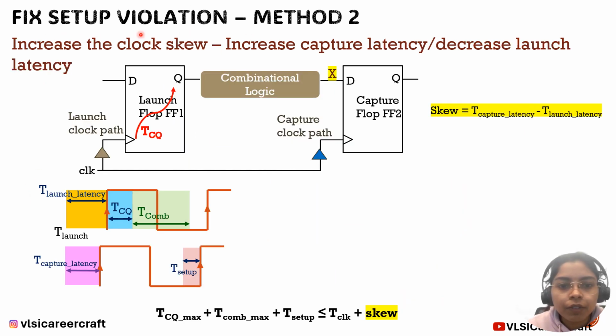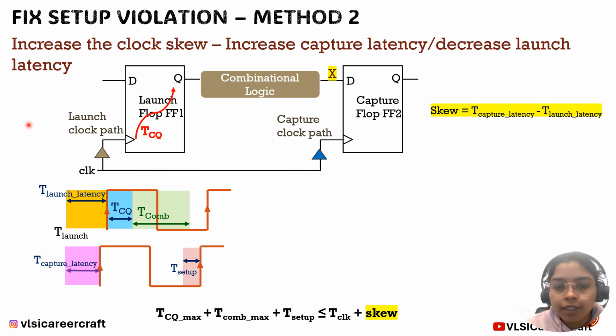Coming to the second method of fixing setup violation, that is by increasing the clock skew. How do we increase the clock skew? If we look at this equation of the skew, if we increase the capture latency, then the skew will automatically increase. We already know what capture and launch latency are. Once again, the delay which exists in the capture clock path is referred to as capture latency, and the delay in the launch clock path is referred to as launch latency. So, how does this solve the setup violation? Let's understand from these waveforms.